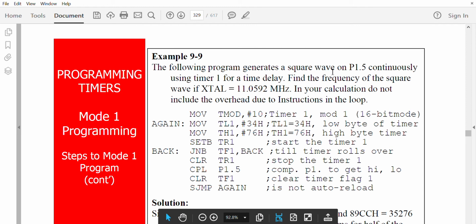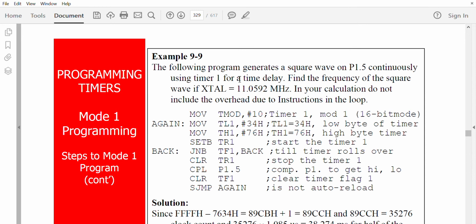It generates a square wave on P15 continuously using timer 1 for a time delay. Find the frequency of the square wave if the crystal frequency is given. In your calculation, do not include the overhead.